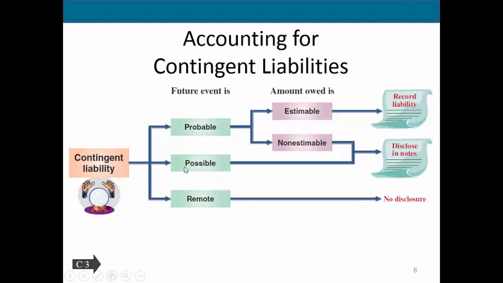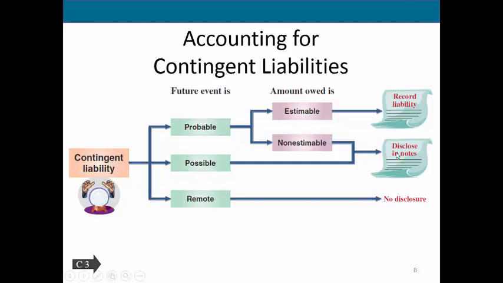If it is possible, we will go ahead and disclose it in the notes. However, if it is probable and we can estimate the amount, we need to go ahead and record it. However, if it is probable but we cannot estimate the amount, we'll simply add a disclosure.